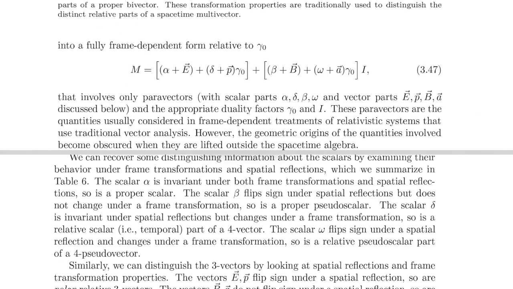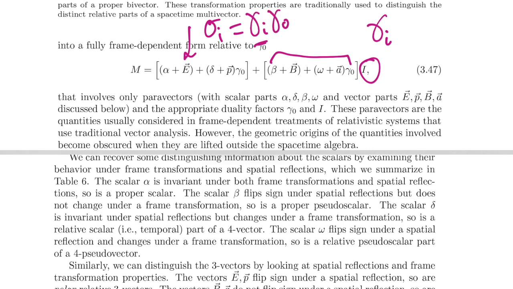So that's kind of interesting. And what does it say? The scalar alpha is invariant under frame transformations and spatial reflections, so it's a proper scalar. So what about spatial reflections? Well, spatial reflections are introduced wherever you see gamma I, where I is not 0. So spatial reflection definitely affects this I. So everything in here is affected by spatial reflections. This guy, its basis vectors, sigma I always has a gamma I, gamma 0. So spatial reflections affect E.